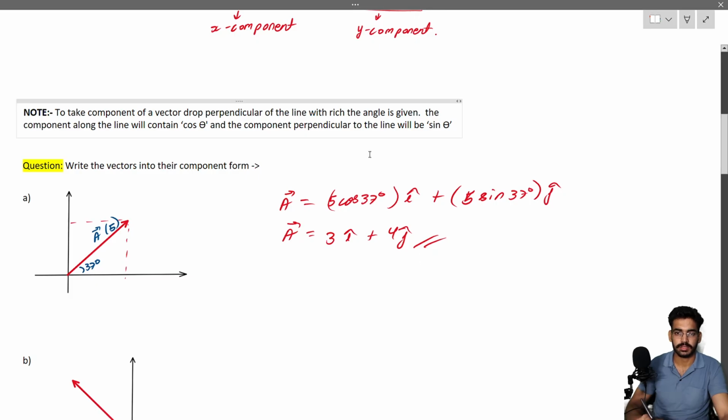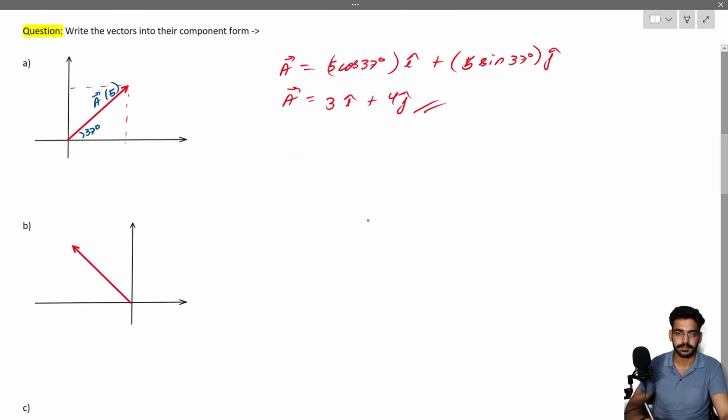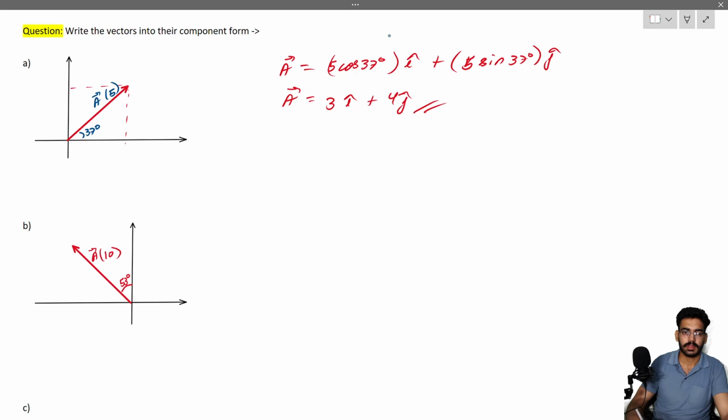Okay, now let's go for the next question. What is given here, this angle is given 53 degree, and this magnitude of a vector is given 10. Then how to write? Now see here, along this and along this, I have told you with which it's making angle. That component is cos theta and the other component is sin theta, right? So here if you write a vector, very precisely you have to write what it is.